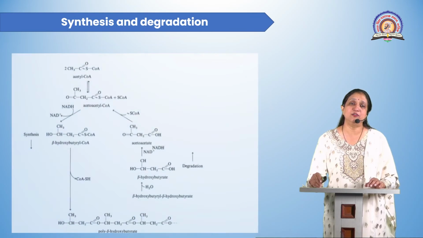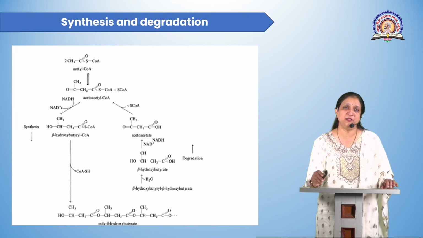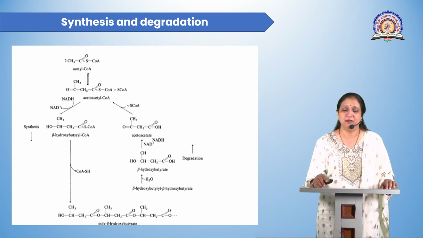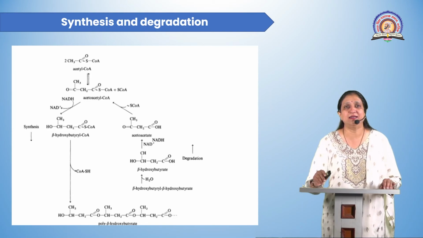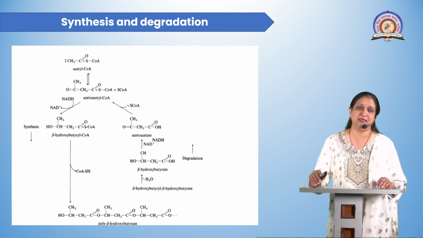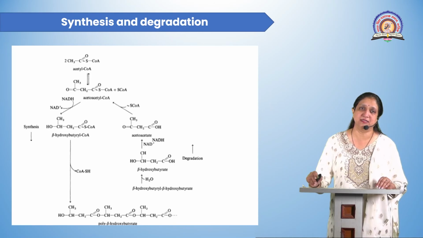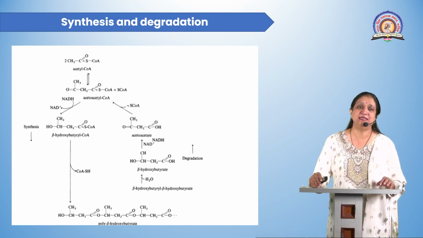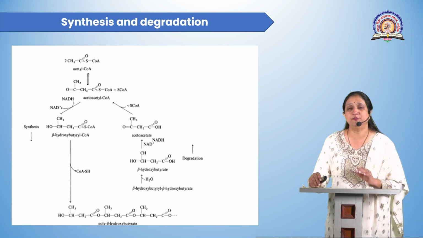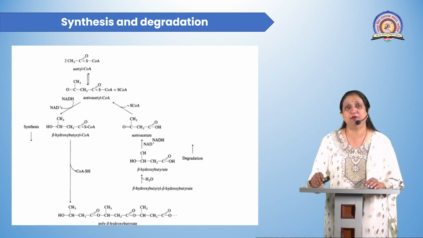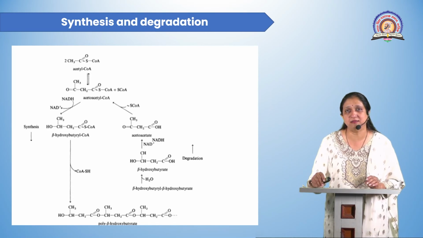The synthesis of these granules, the PHB granules, occurs by the bypass of the TCA cycle, by bypassing the tricarboxylic acid cycle or the citric acid cycle, in which acetyl coenzyme A enters into the TCA cycle, leading to the formation of oxaloacetic acid.